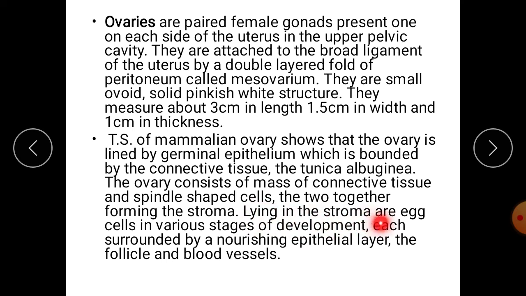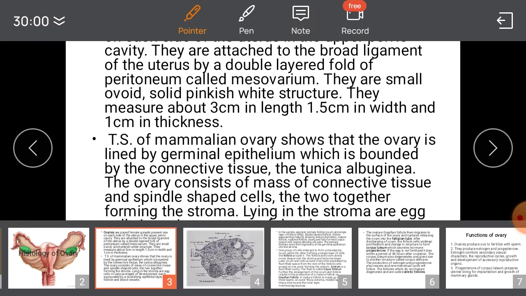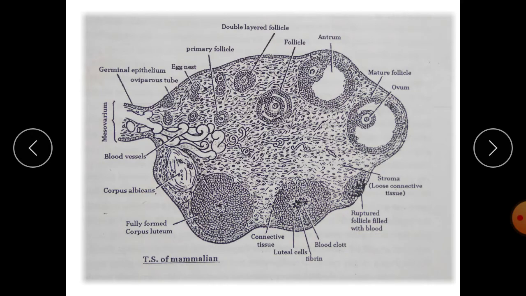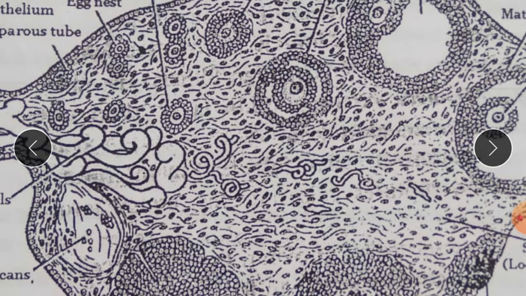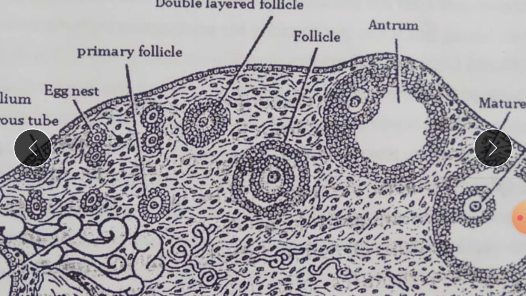Lying in the stroma are egg cells in various stages of development: primary stage, secondary stage, tertiary stage, like that. Each is surrounded by a nourishing epithelial layer, the follicle, and blood vessels. Look here, these are egg cells. At the center, egg cells are present and they are surrounded by follicular cells, and they form follicles. So these are primary follicles, secondary follicle, tertiary follicle, like that.